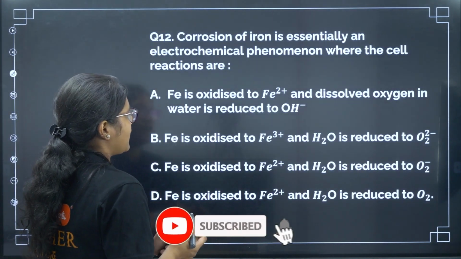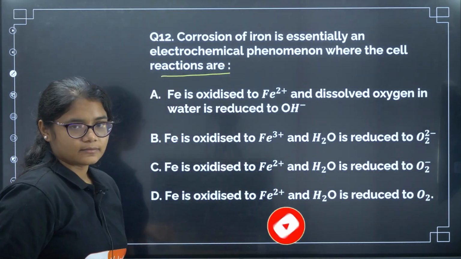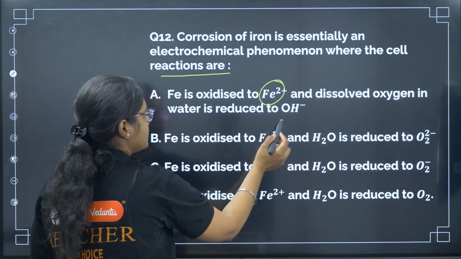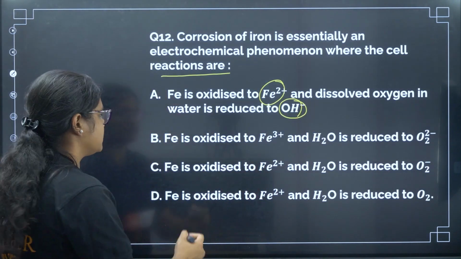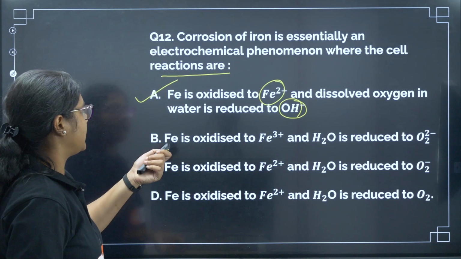Okay, next, corrosion of iron is essentially an electrochemical phenomenon where the cell reactions are. So we know Fe gets oxidized to Fe2+ and the dissolved oxygen in water is reduced to OH minus. Okay, so this is a direct, fact-based question. Correct answer for this question is option number A.